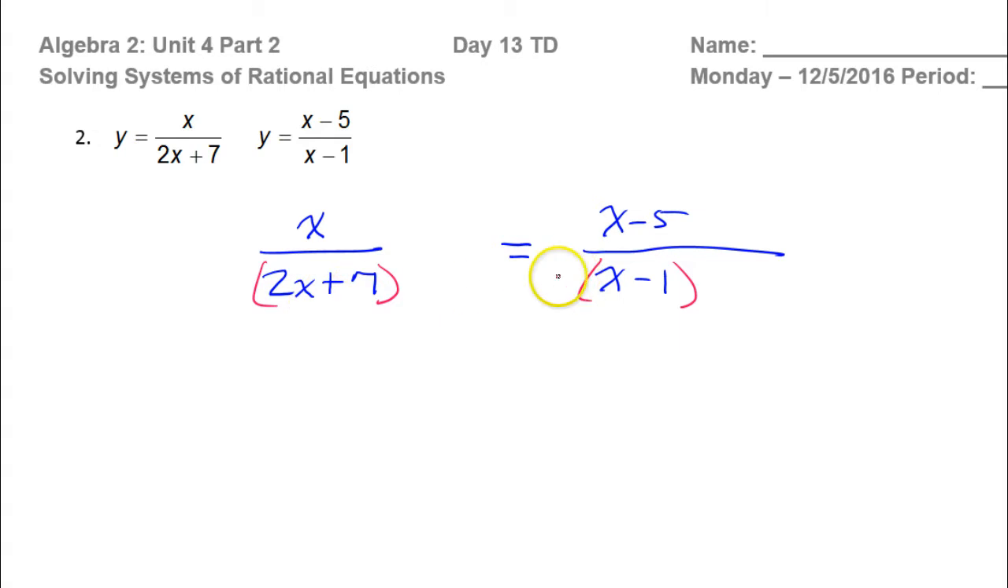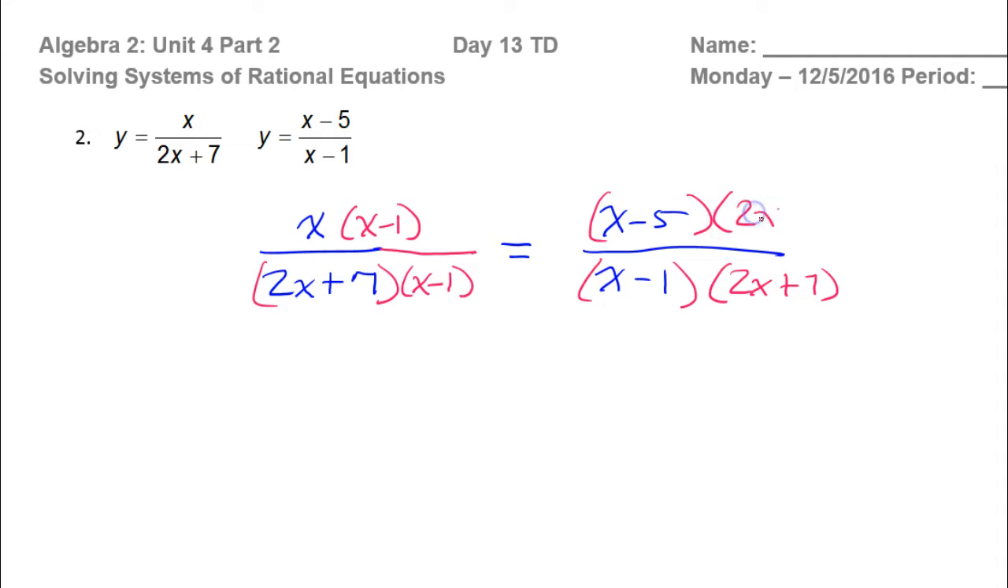So I see on the right denominator I have x minus 1. So I'm going to put an x minus 1 in the denominator on the left. I can do that as long as I also put x minus 1 in the numerator. Because the left side has this 2x plus 7, I'm going to give the right denominator a 2x plus 7. And I will have to put the same thing in the numerator to avoid changing the value of the problem.